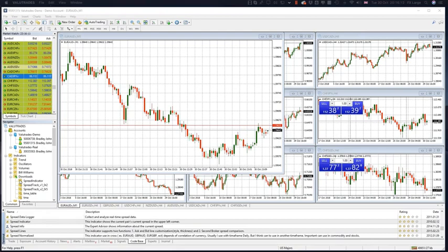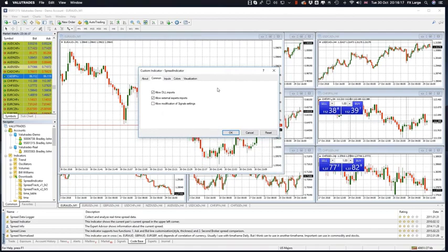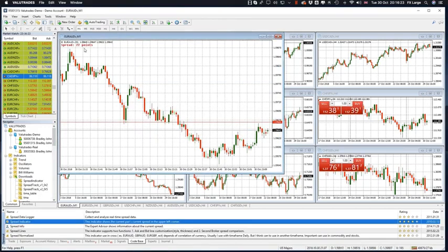So again, I can, oops. So I've got multiple screens here. It gives you an indication where you have to click OK to make it go. Okay, so now we have 22 points of spread on Euro Aussie.